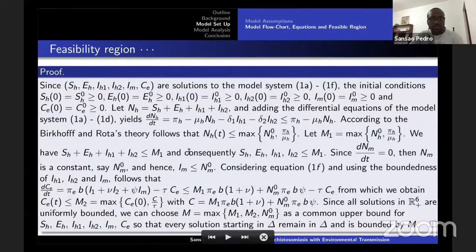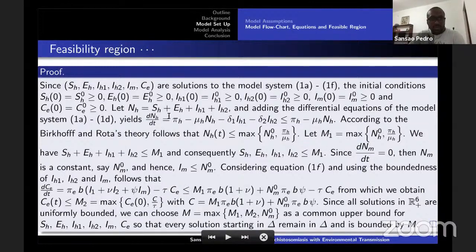Then what we do is apply the Birkhoff and Rota theory for differential inequalities, which is very common in this type of exercise when you look at the total population of your states. Why total population? Because what happens is we just split the total population into compartments. So when we look at the boundaries, we look at the total, because if the total is bounded, it means its components are also bounded.